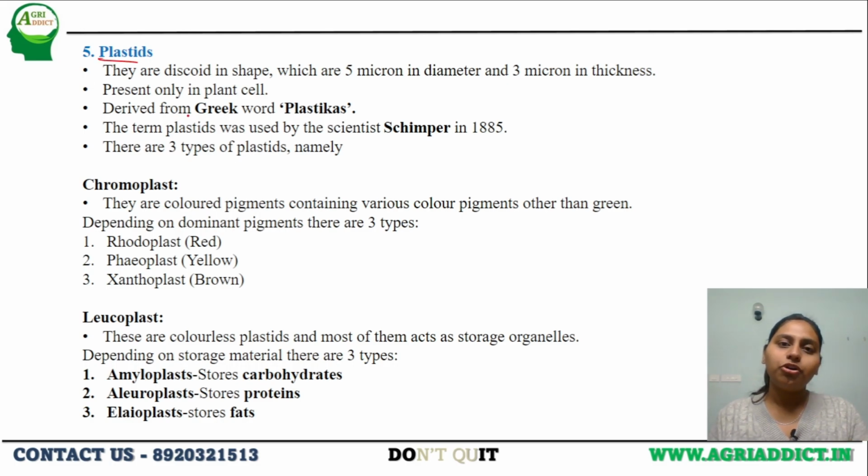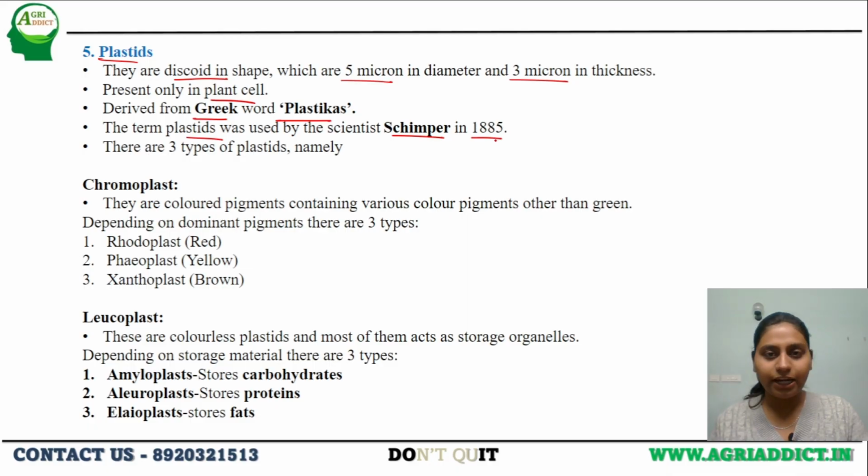Plastid is one of the important organelles present in the plant cell. They are discoid-like structures about 5 micron in diameter and 3 micron in thickness. These are present only in plant cells and are absent in animal cells. They are present in plant cells because the major function of the plastid is photosynthesis, a vital metabolic activity observed in plant cells. The word plastid is derived from a Greek word plastikos, and the term plastid was first used by the scientist Schimper in 1885 itself.